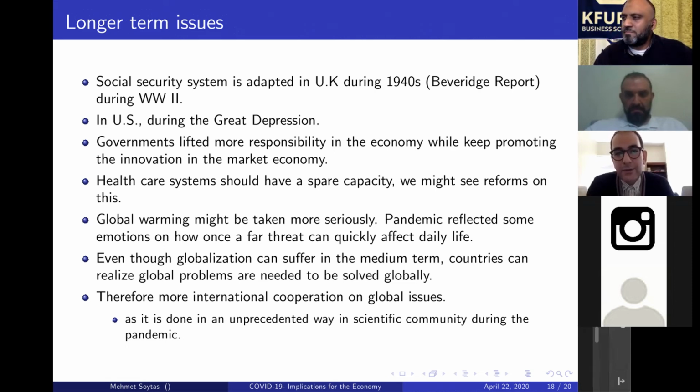And one thing I also want to mention is that global warming might be taken more seriously, because the pandemic has shown how a far-off threat can quickly become a daily life argument, right? The same is true about global warming. So that can be something the international community can pay attention to. A possibility is an adverse effect on globalization, but at least in terms of international cooperation on global issues, there's a chance, used in a good way, to spend time solving those problems together.